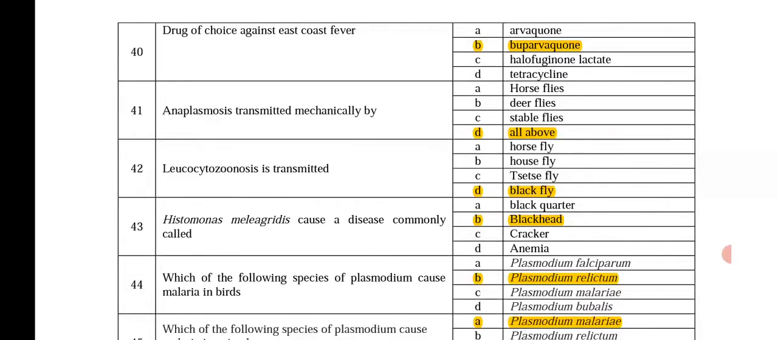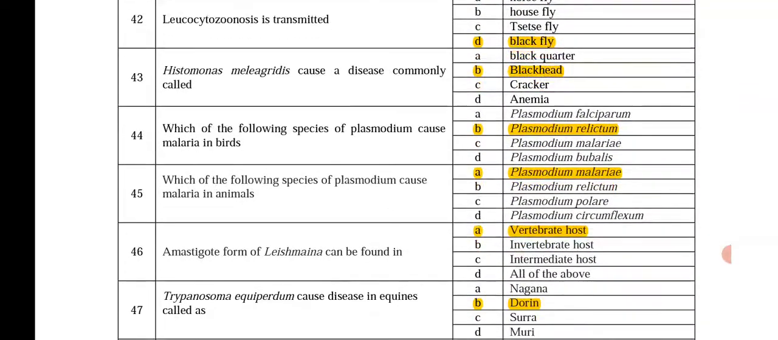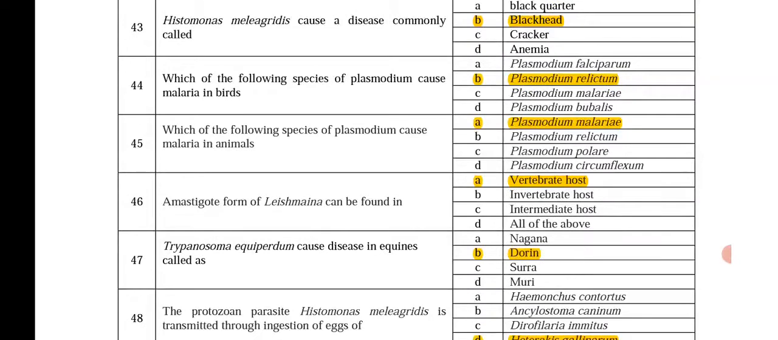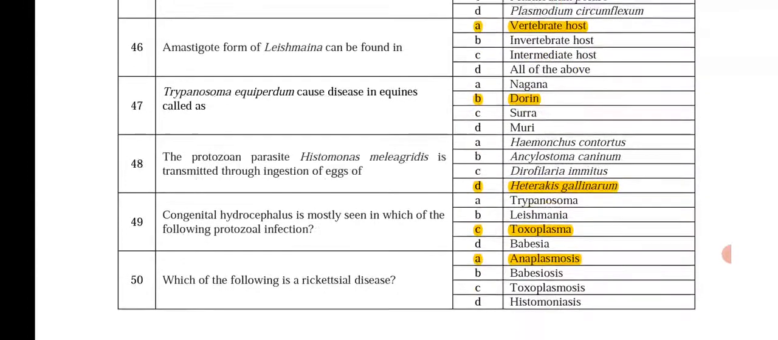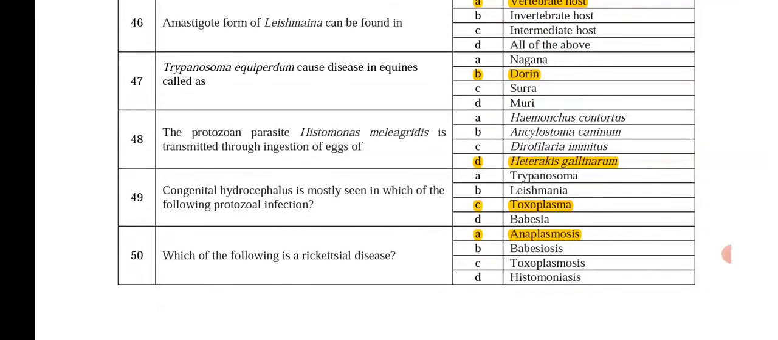Which of the following species of Plasmodium cause malaria in birds? Plasmodium relictum. Which of the following species of Plasmodium cause malaria in humans? Plasmodium malariae. A mastigote form of Leishmania can be found in vertebrate host. Trypanosoma equiperdum causes disease in equines called dourine. The protozoan parasite Histomonas meleagridis is transmitted through ingestion of eggs of Heterakis gallinarum.